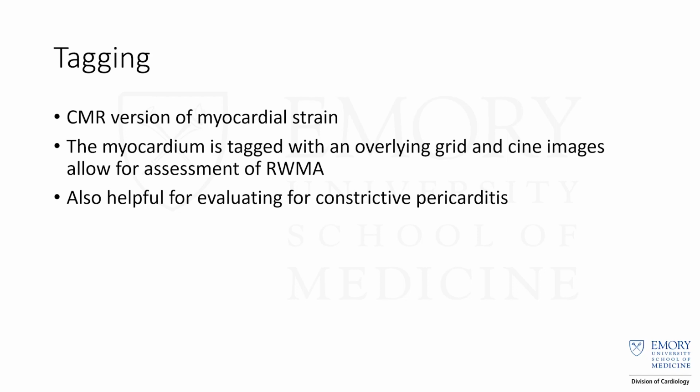Next, we'll talk about tagging, which honestly is a little bit complex. I probably cannot explain it in its full depth, but this is the cardiac MRI version of myocardial strain. The myocardium is tagged with radio frequency tagging with an overlying grid, and I'll show you that in a second on these cine images. What you're doing with this is looking for regional wall motion abnormality, and specifically also looking for constrictive pericarditis. These are the two questions that you get with tagging.